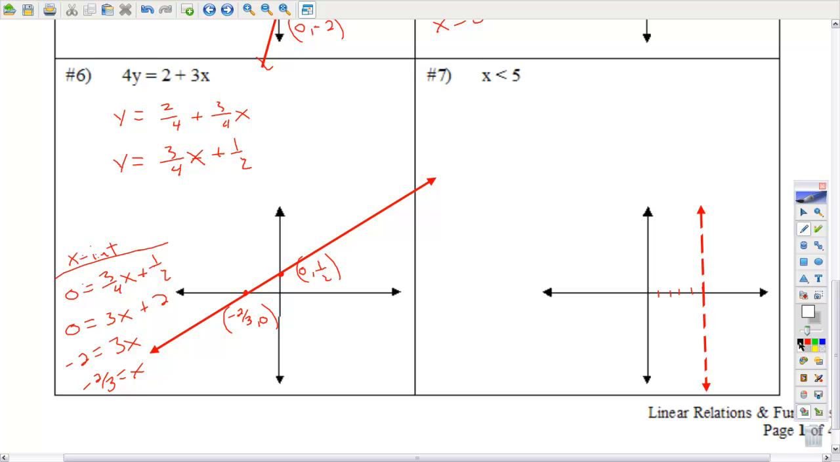And then less than, where do your x's get smaller? To the left and to the right of 5. They get smaller on the left. Label the x-intercept. There is no y-intercept, but there is an x-intercept. Done.